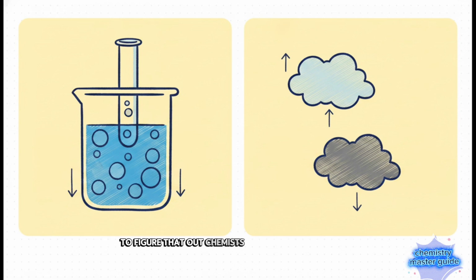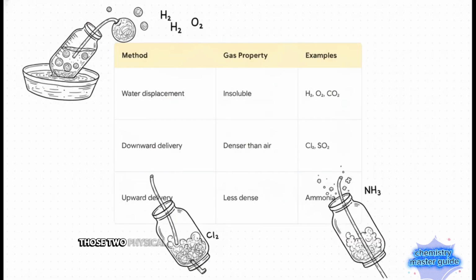To figure that out, chemists use a really handy guide. We consider the average relative molecular mass of air to be about 30. So if your gas's mass is over 30, it's heavy, it sinks. If it's under 30, it's light, and it floats. So, those two physical properties entirely dictate our collection method.